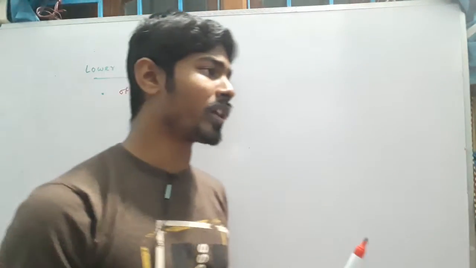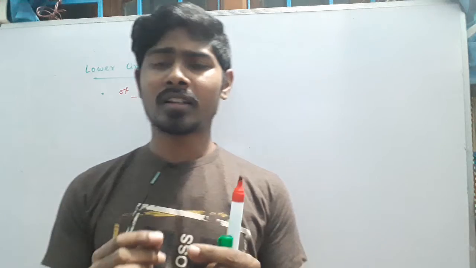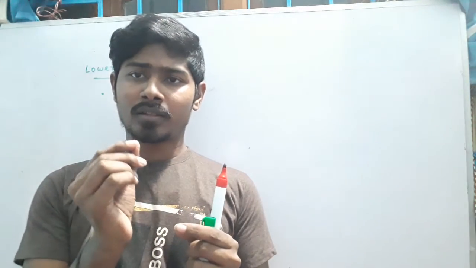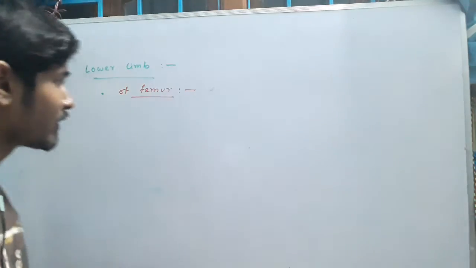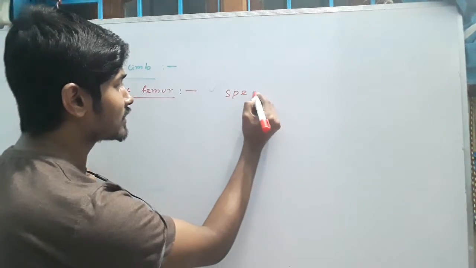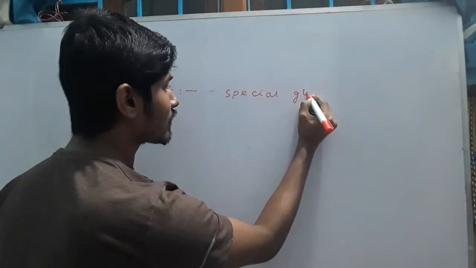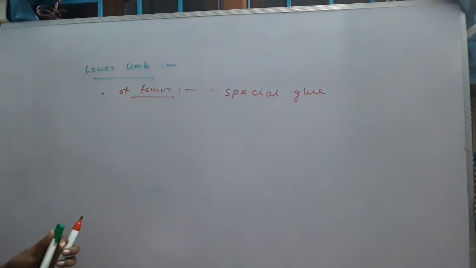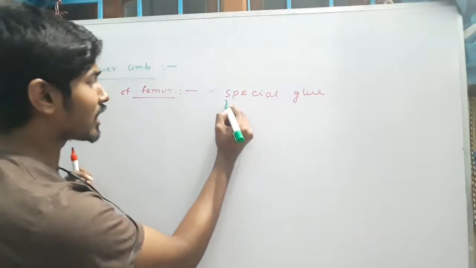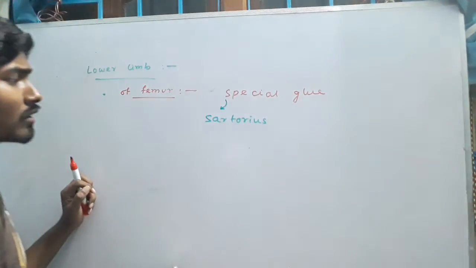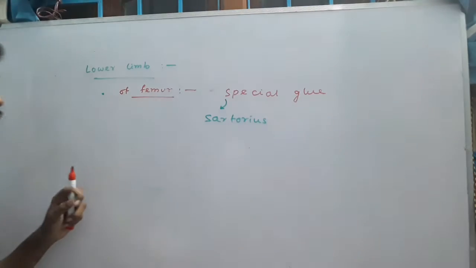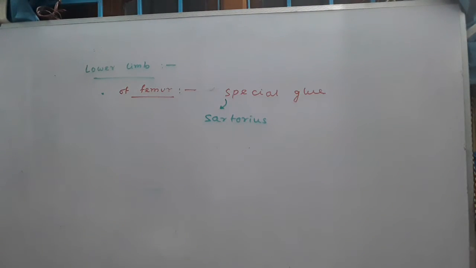Now I call it special glue. Suppose you are working with a special glue, okay, and a little amount of glue is attached to your thumb region. Okay, so we can call it special glue. This is the trick to remember the abductor muscles of the femur. So how can it help us? S means sartorius. Sartorius. So it is an important muscle. Okay, then you can see we have P, that is piriformis.